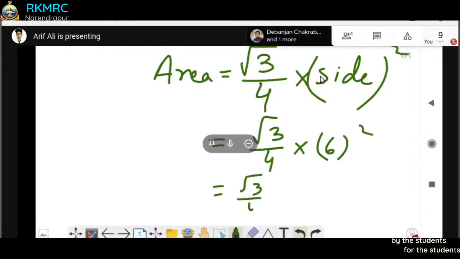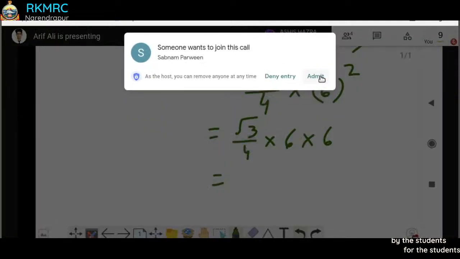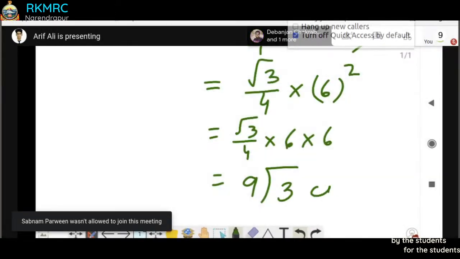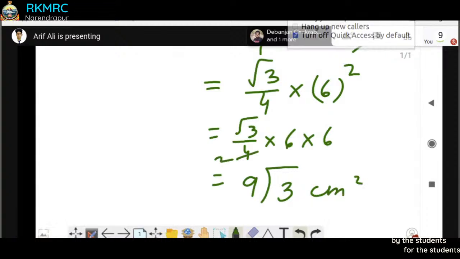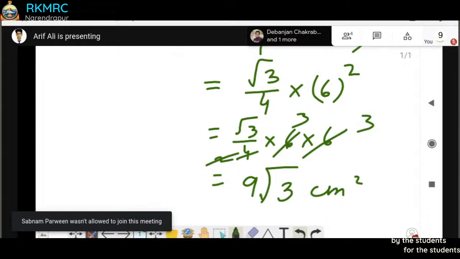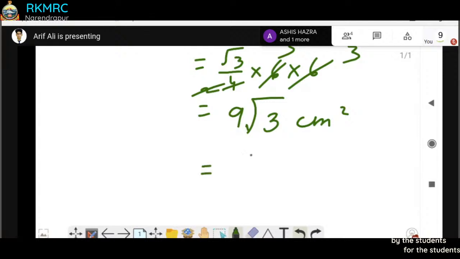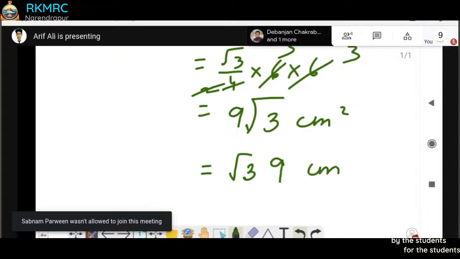You just break this 6 square into 6 into 6. So you cancel it out, 9 root under 3 centimeter square. You cancel it 2, 3, then this 2, 3. 3 into 3, 9, and this. Don't write it like this. Root under 3, 9 centimeter.